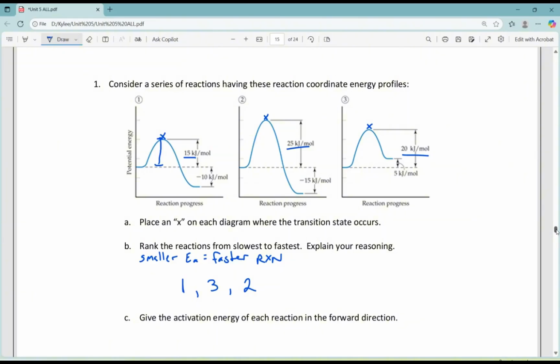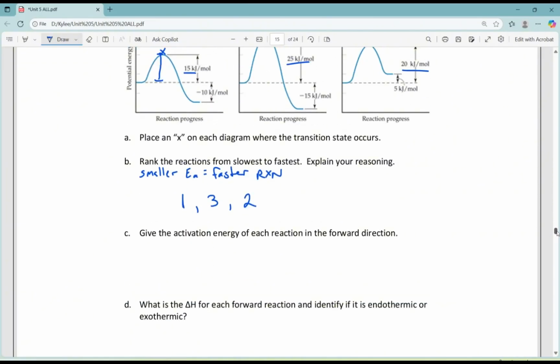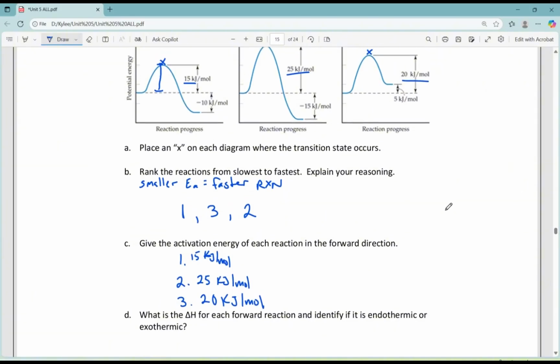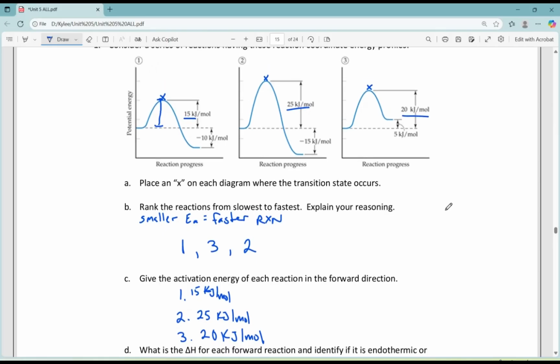We kind of just answered part C already. Part C is wanting to know the activation energy. So for 1, that's that 15 kilojoules per mole. For number 2, that's 25 kilojoules per mole. And for number 3, that was 20 kilojoules per mole. For each one on part D, they want us to identify delta H and whether it's endo or exothermic.